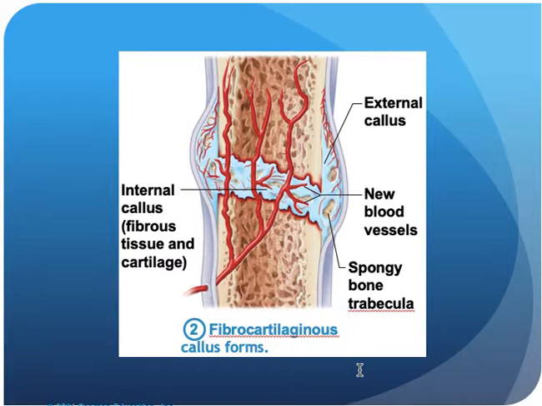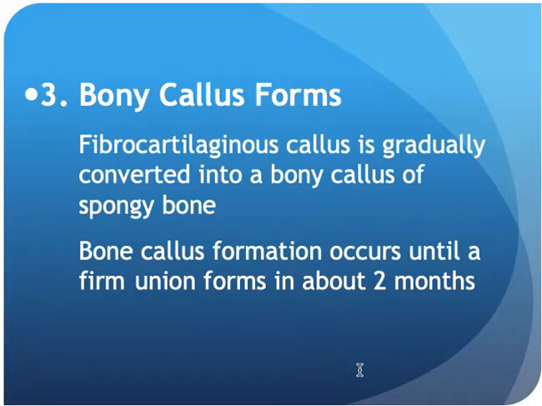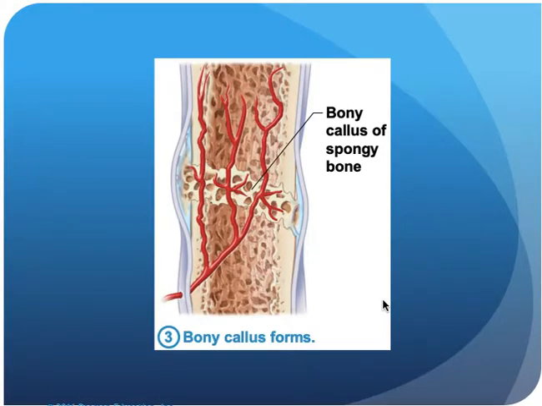Okay, so that's step number 2. Step number 3, we're going to form a bony callus. So we went from a fibrocartilaginous callus, and now we're going to gradually convert that into a bony callus of spongy bone. The bony callus formation occurs until a firm union forms in about 2 months, and that's where we get to about that 8 weeks. Okay, so this is why you have to keep that cast on, protect that area, make sure you don't fall on it, make sure it's as safe as possible for that 2 months or that 8 weeks. Okay, so here is my bony callus of spongy bone.